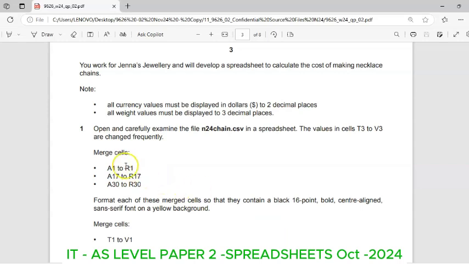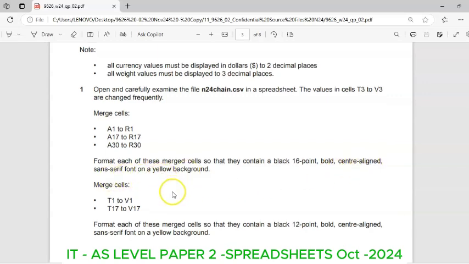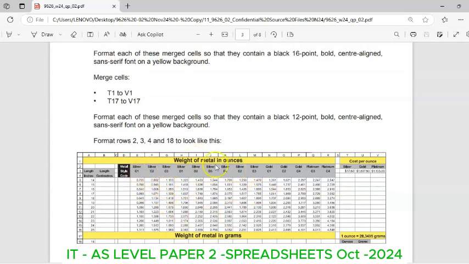Then moving on, merge cells A1 to R1, A17 to R17, and A30 to R30. Format each of these cells so that they contain a black 16-point bold center-aligned sans serif font on a yellow background. In other words, you're formatting the spreadsheet to look like this. Other merged cells are these ones.